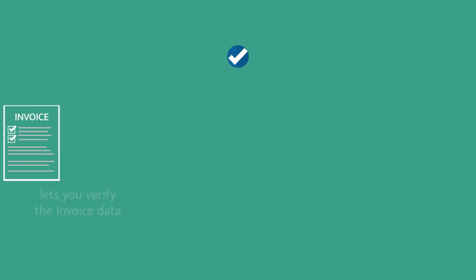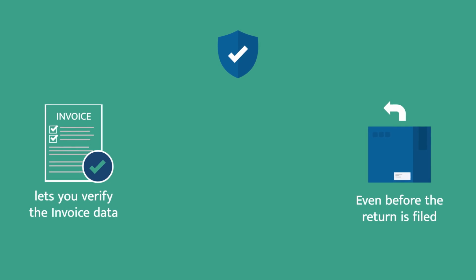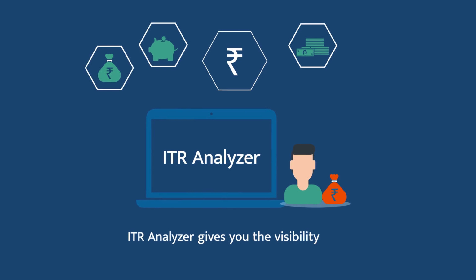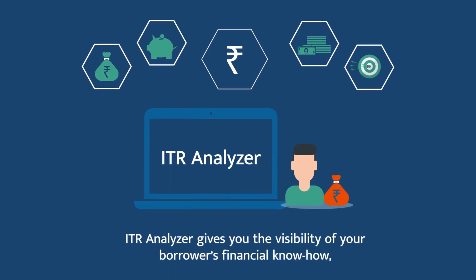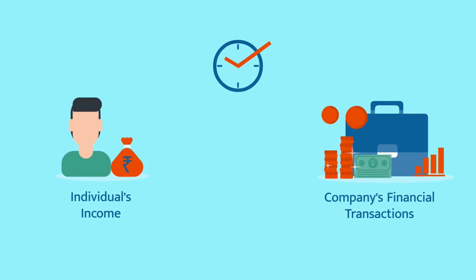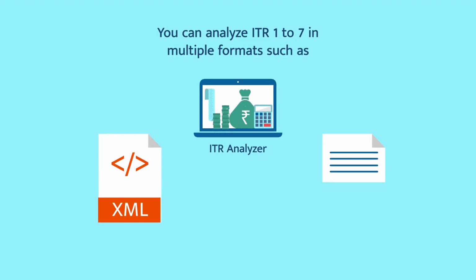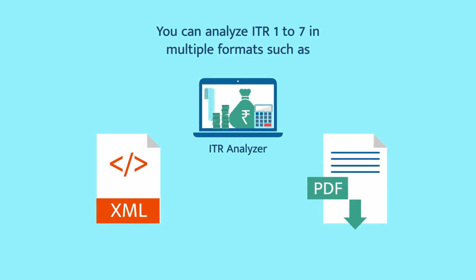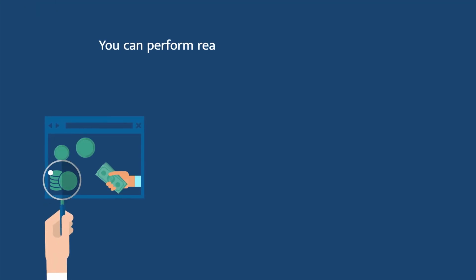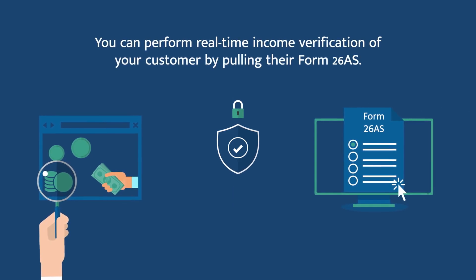Our latest addition lets you verify the invoice data even before the return is filed next month using the e-invoice service. ITR Analyzer gives you the visibility of your borrower's financial know-how, whether it's an individual's income or a company's financial transactions, in real time. You can analyze ITR 1 to 7 in multiple formats, such as XML, digital PDF, and even auto-fetch it. You can perform real-time income verification of your customer by pulling their form 26AS.